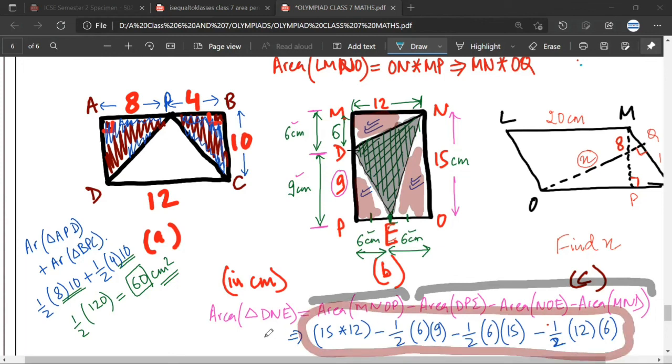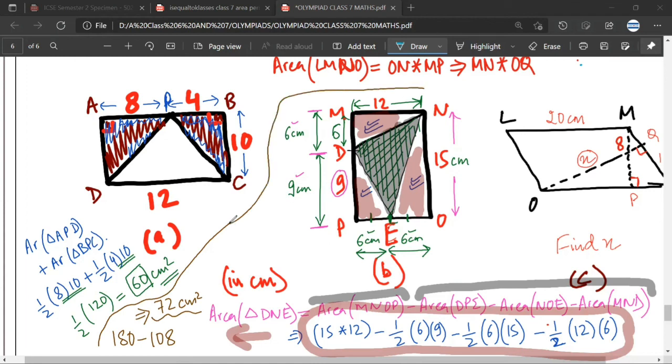And then you solve for this, and then you find the value. What is the answer that you found, Mr. Sarthak? So 180 minus 108. So what's the final answer? 72? Yes, sir. So if the values are in centimeter, the final answer is in centimeter square. Mr. Sarthak, any doubt? No, sir. Great, sir.